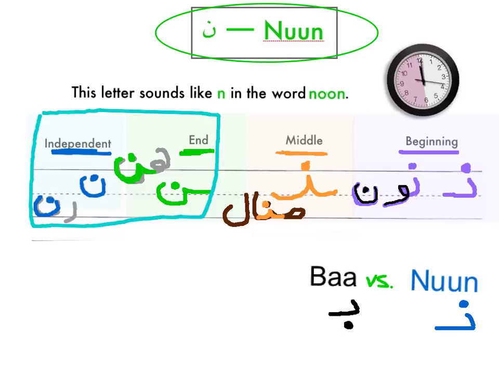In the middle, we write the letter ba like this, and the letter noon like this. You see, the only difference is the location of the dot.